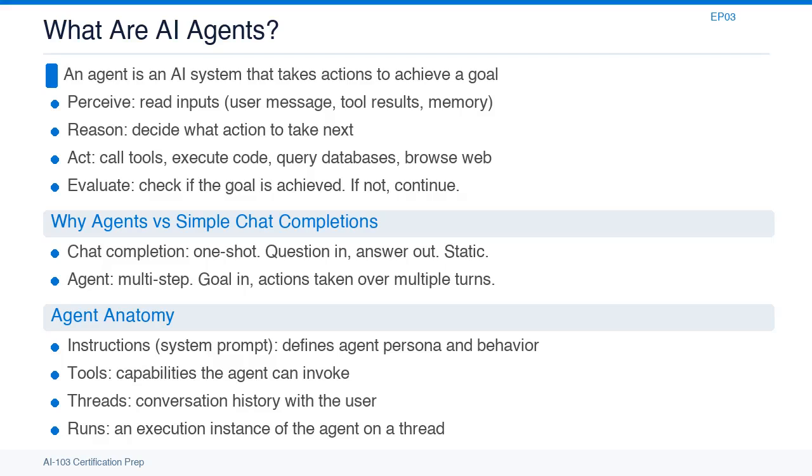An AI agent is a system that can take a sequence of actions to achieve a goal. The difference from a simple chat completion is fundamental. With a chat completion, you send a message and get an answer. That is it. With an agent, you give it a goal and it figures out what steps to take.